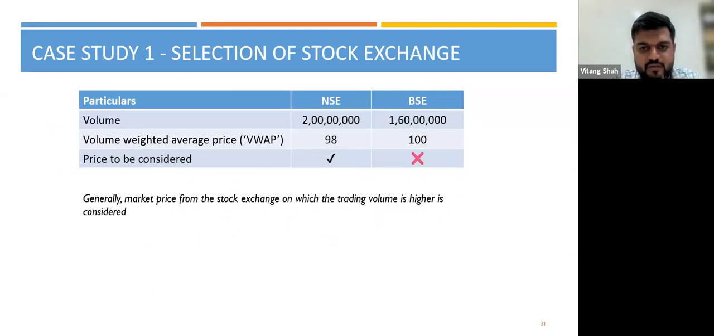As I was just giving you an example, if you look at the volume on the National Stock Exchange, it is around 2 crore shares during a period, say, supposedly, I'm considering a 1 month volume weighted average price. The volume on NSE is 2 crores. However, during that same period, on Bombay Stock Exchange, the volume is only 1.6 crores. If the volume weighted average price for NSE is 98 and it is 100 rupees in BSE, you will tend to consider 98 as the value under the market approach, because that is the exchange wherein the volume is higher.